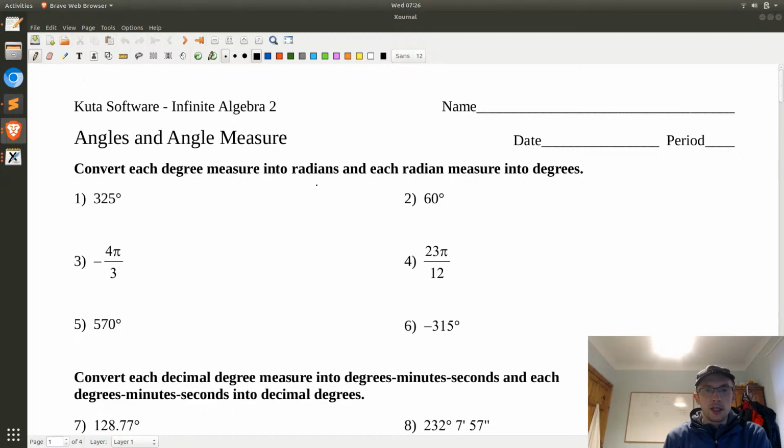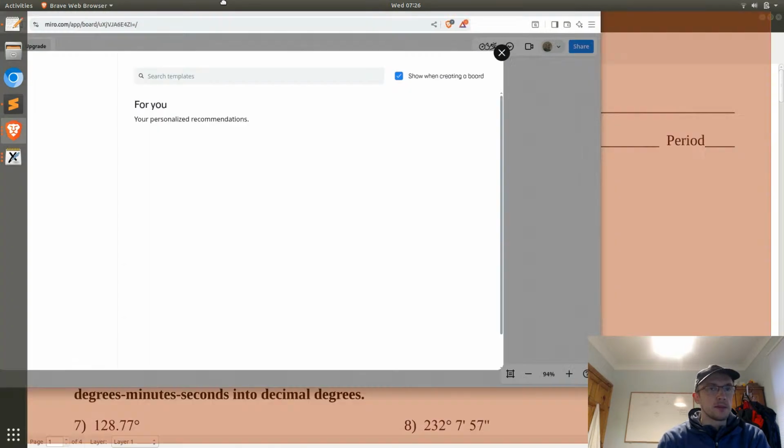Convert each degree measure into radians and each radian measure into degrees. Now, I should always have Miro open in the background, because a brief reminder about what radians and degrees are. While I'm doing this, I will say that degrees are a measure of the amount of turn. That's what they try to capture somehow.